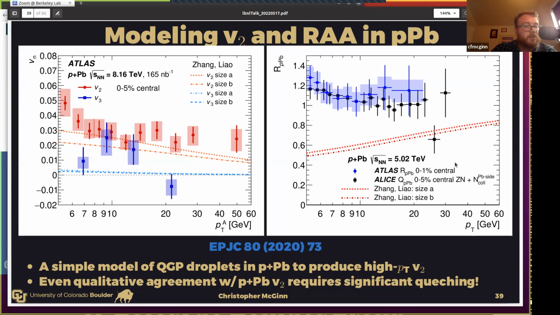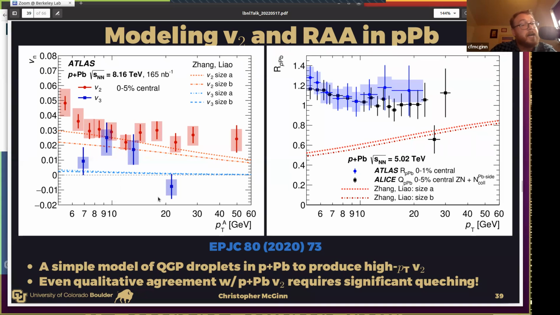I'm going to return to the paper where I showed you this high pT v2 in p-Pb. So this is an attempt at modeling high pT v2 in p-Pb. There are 2 different QGP droplet sizes here, size A and size B. The choices are not very important. The important thing is it's just attempting to model a QGP droplet in p-Pb interacting with jets such that we would produce a high pT v2. And what they found is, yeah, they can get a high pT v2.